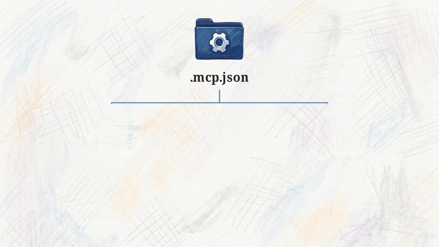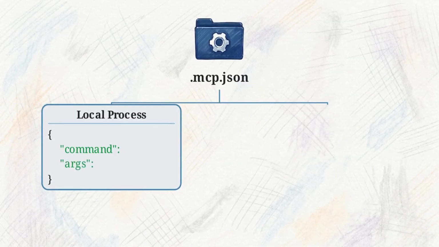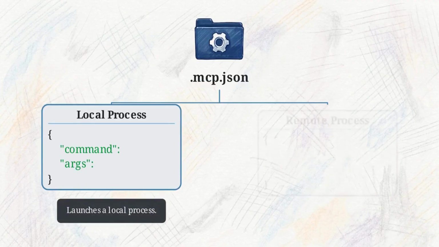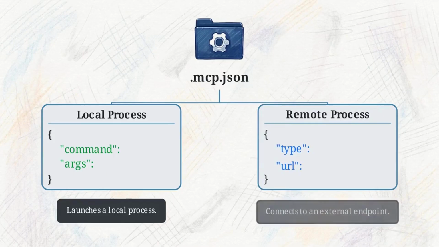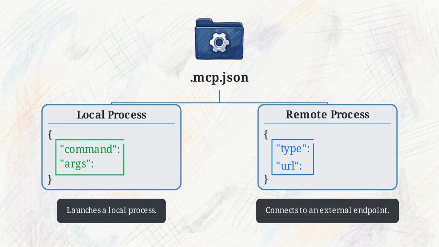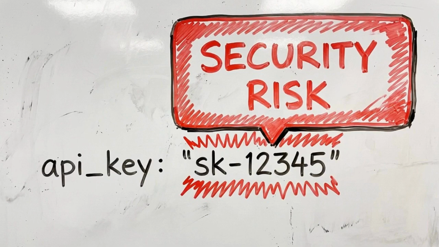This JSON tree shows the two primary MCP server structures. The first node defines a local process using command and arguments. The second node declares a remote process using a type and URL.